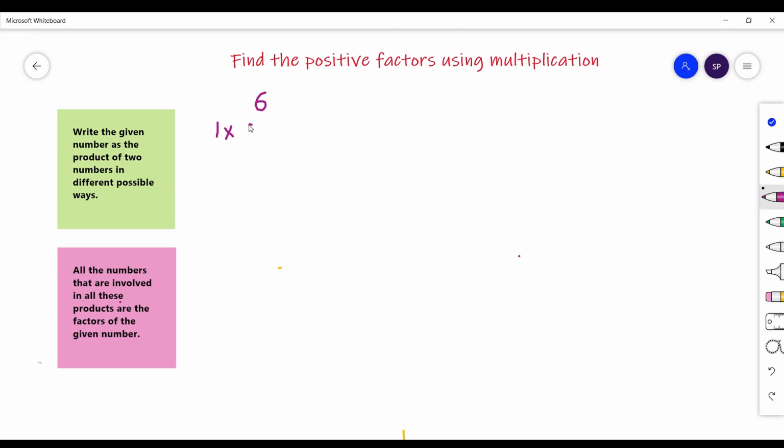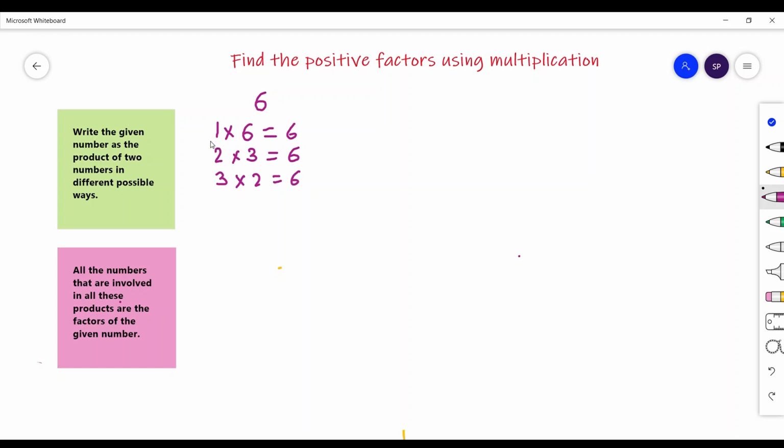So two numbers 1 and 6, their product is 6. 2 and 3, their product is also 6. So we are writing the given number 6 as a product of two numbers in different possible ways. Now 3 into 2 is also 6, but here see the numbers are repeated, so we have to stop here. Otherwise, if we carry on, the same numbers will be repeated.